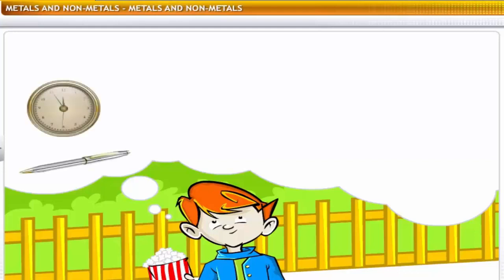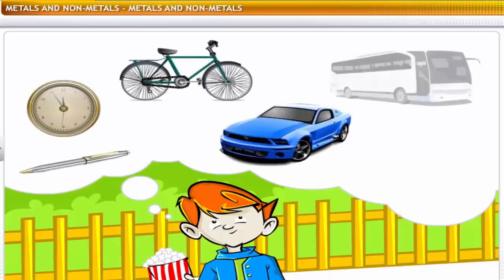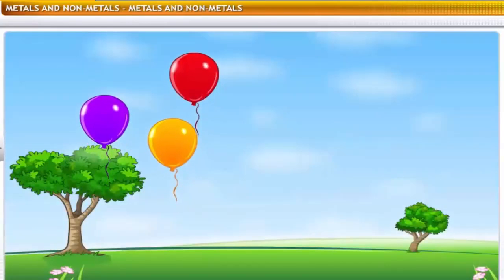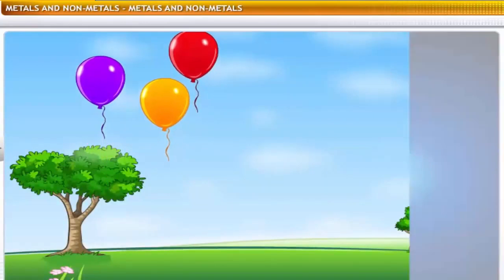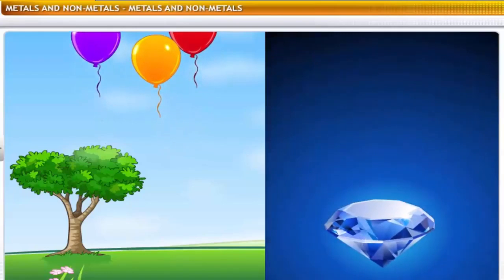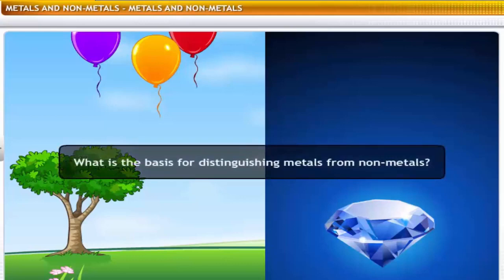Pen, watch, bicycle, car, bus and bridge are all made of metals. On the other hand, helium, which makes balloons fly, and the carbon that constitutes diamonds are non-metals. What is the basis for distinguishing metals from non-metals?